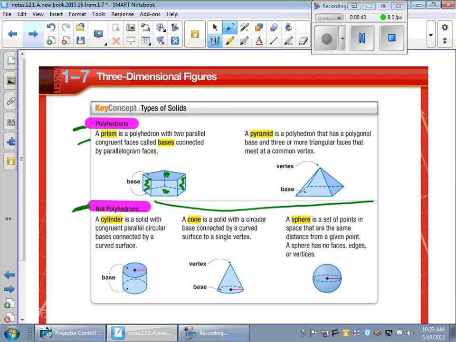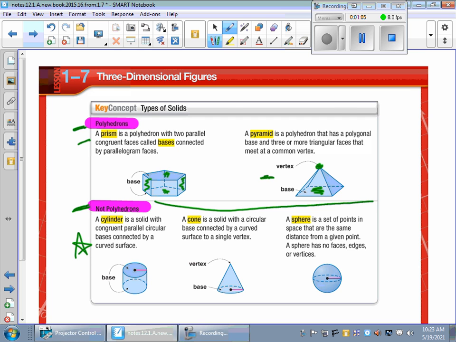A pyramid is also a polyhedron that has a polygonal base. So you can see this is the base. In this case, I think it's a rectangle, and three or more triangular faces that meet at a common vertex. So the difference between a pyramid and prism, take a look at them. A pyramid comes to a point. The prism does not. This group down here is not a polyhedron.